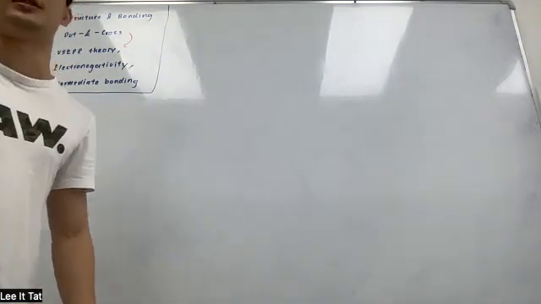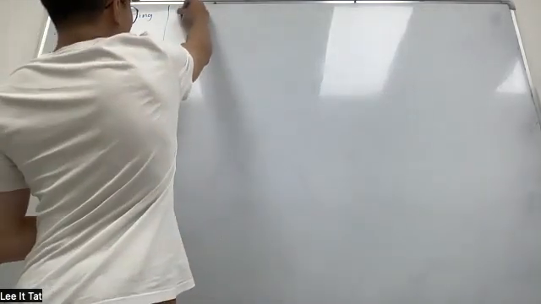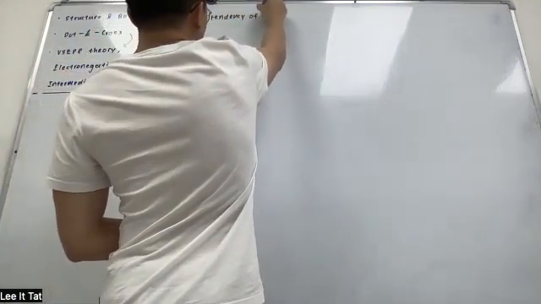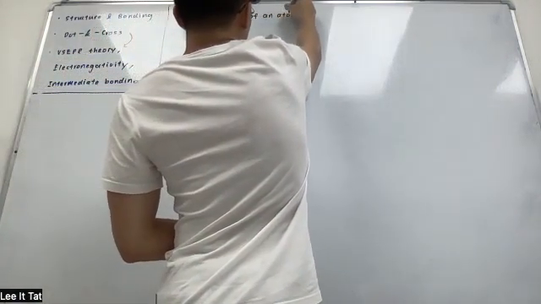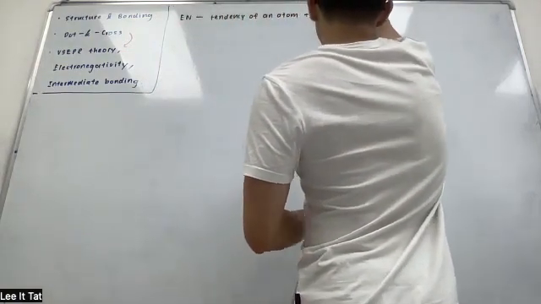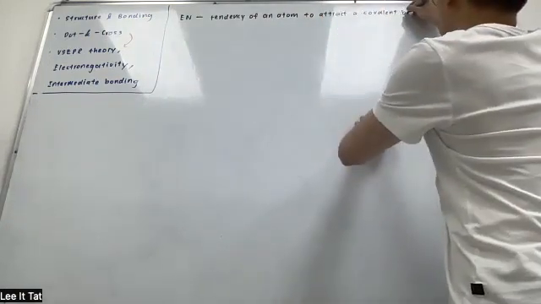All right, the next 2 topics that we're going to cover, one of which is electronegativity. We actually covered a bit of this already, so not much left. Intermolecular bonding also not that much. So electronegativity, let's look at the pure definition first. It's the tendency of an atom to attract a covalent bond. I repeat, it's the tendency of an atom to attract a covalent bond towards itself.